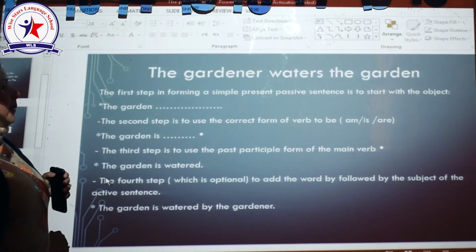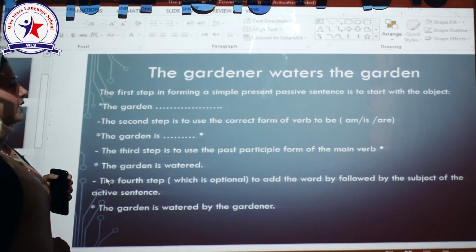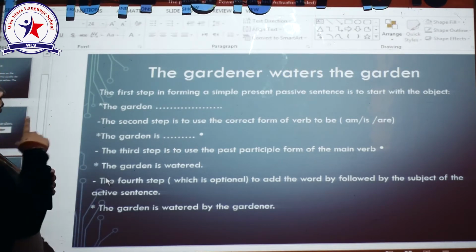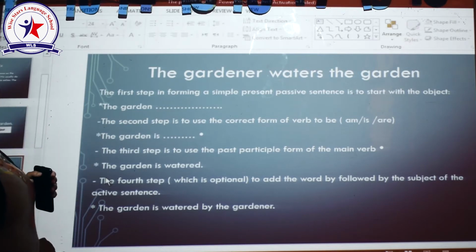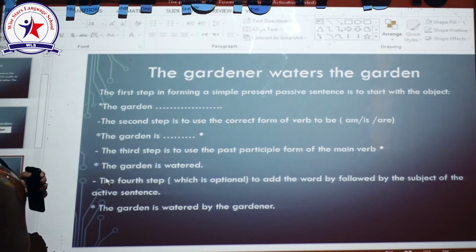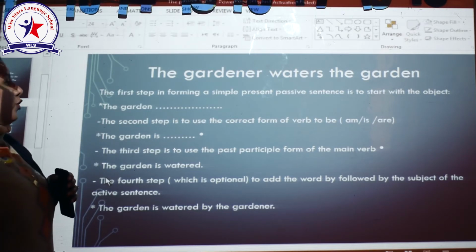And the first step in forming a simple present passive sentence is to start with the object. So where is the object here? We said it a minute ago. Yes, it's the garden. Very good. The second step is to use the correct form of verb to be: am, is, or are. The garden takes is. Very good. The third step is to use the past participle form of the main verb.